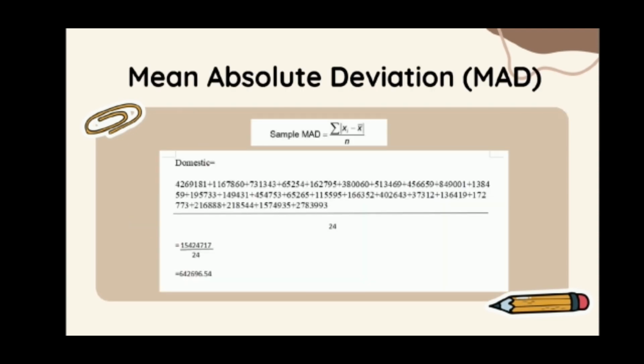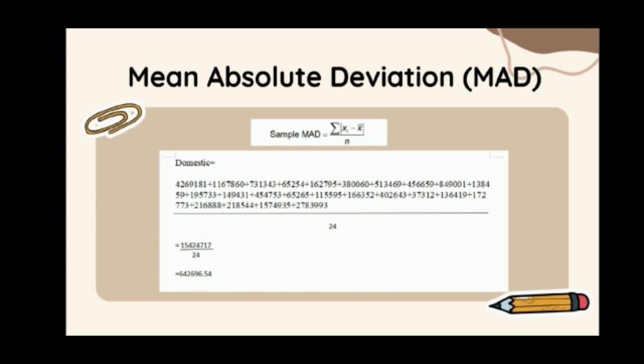In addition to the range, we are also going to work with the mean deviation. Here you see the formula. The mean deviation is simply the sum of the absolute value of each value x minus the mean, then you divide that by the number in the sample. So the sum of the absolute value of x minus x bar divided by the number in the sample.